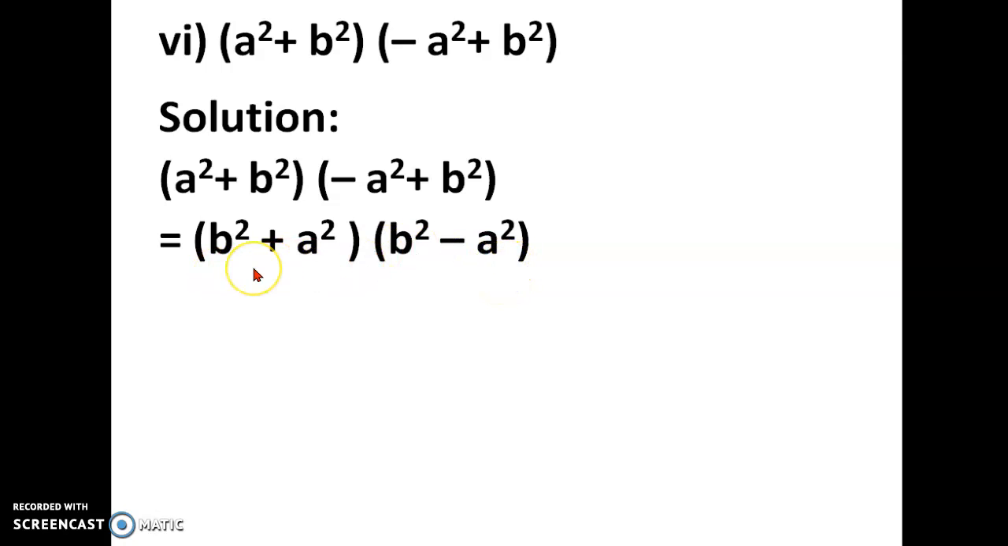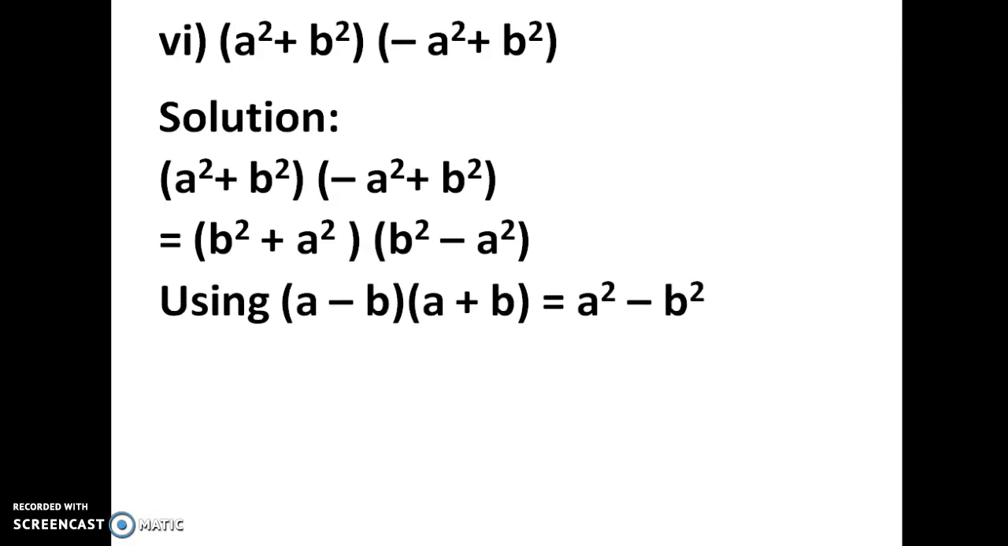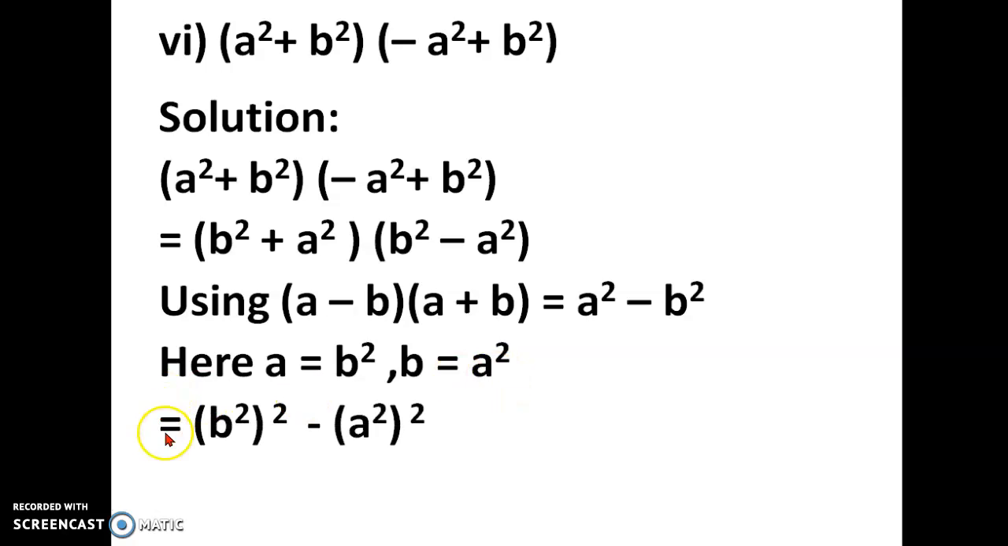Now this is of which identity form? This is of the form (a + b)(a − b), which is equal to a² − b². After comparing, here a is b² and b is a². So putting in the identity, you will get (b²)² − (a²)². When you have a power and one more power, you have to multiply those two. So b² into b², that is b⁴, then a² into a², it is a⁴.